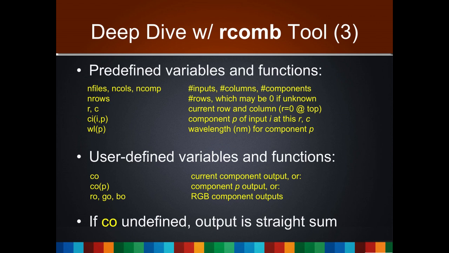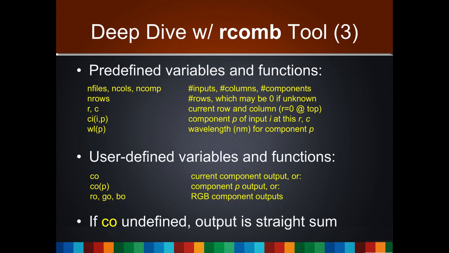There's a number of columns and a number of components, and these have to be matched up between matrices. So by the time you get to the expression evaluation, you have to have the same number of columns and the same number of components for it to work. Number of rows is also usually available, but it could be 0 if it's unknown. So RComb, unlike other tools, has the ability to handle infinite rows in the input or unknown rows on the input. And that's because it goes a row at a time.